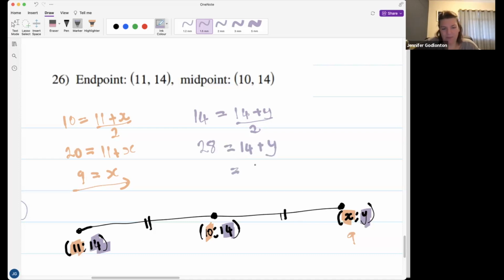Yep. And then can I do this quickly? Wait, someone snuck a 14 in there. Absolutely. So y will be 14. Nice job. Awesome, guys. Excellent. Take a screenshot if you would like.